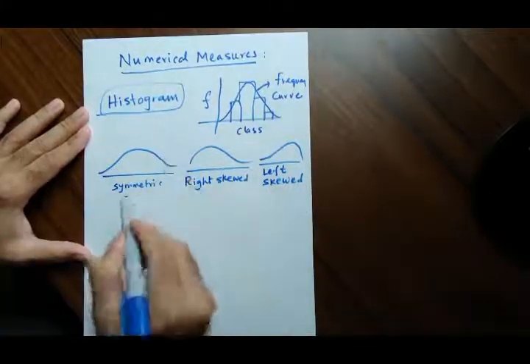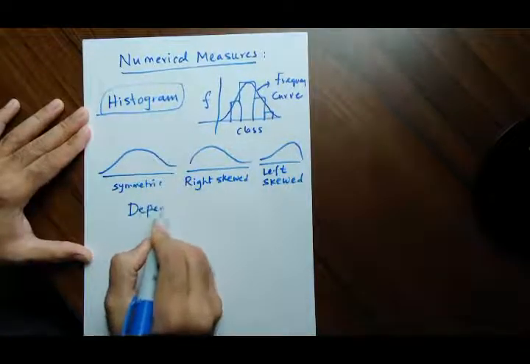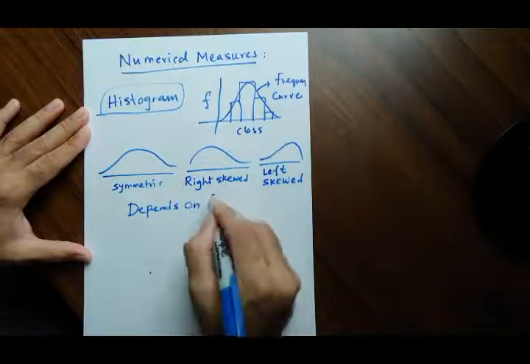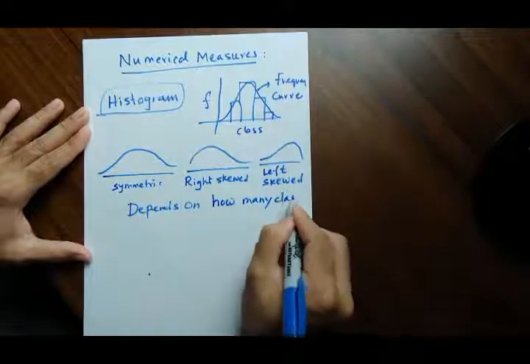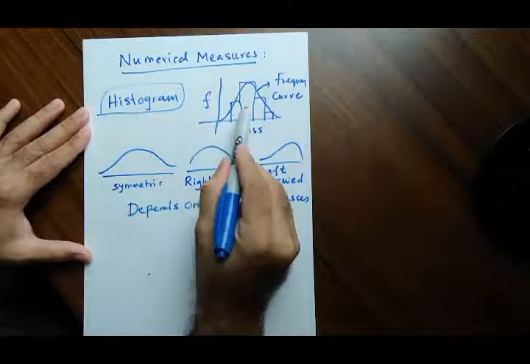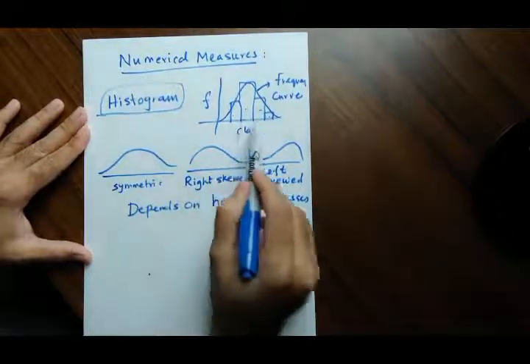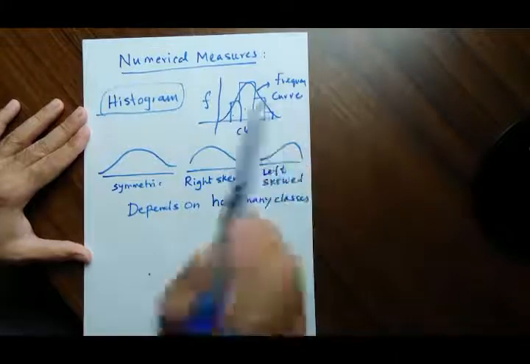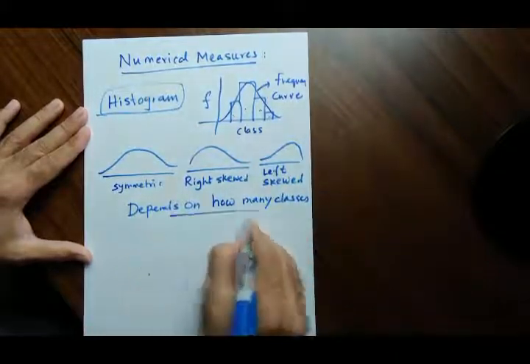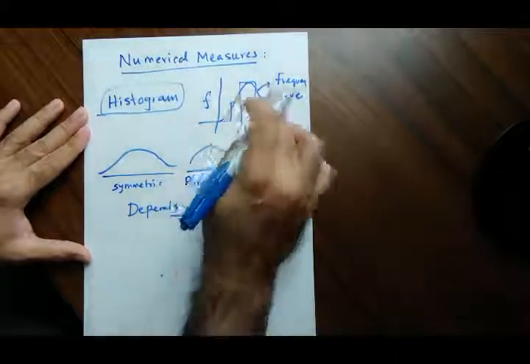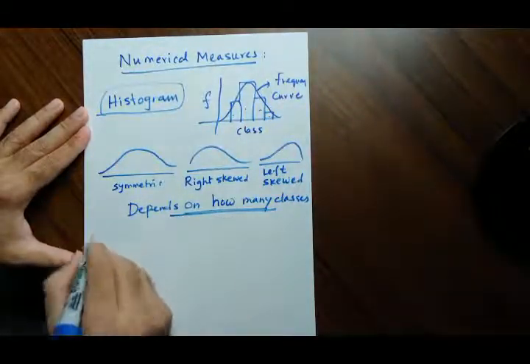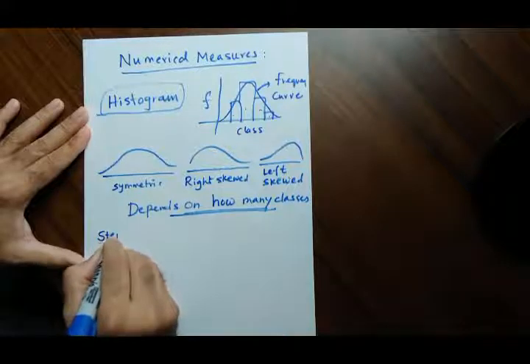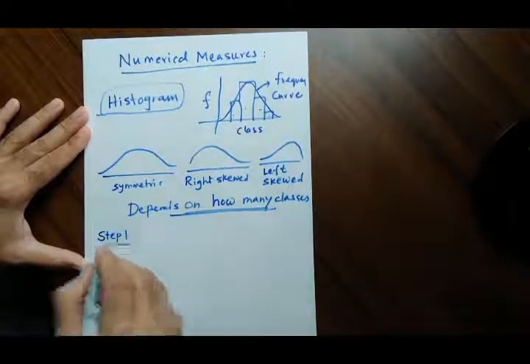Now this shape depends on how many classes. Meaning that here, 1, 2, 3, 4 classes. If I increase the number of classes, the shape will change. So we have to decide first how to actually come up with these classes and how many classes we want. So here are the different steps. Step 1, this is to create a histogram.